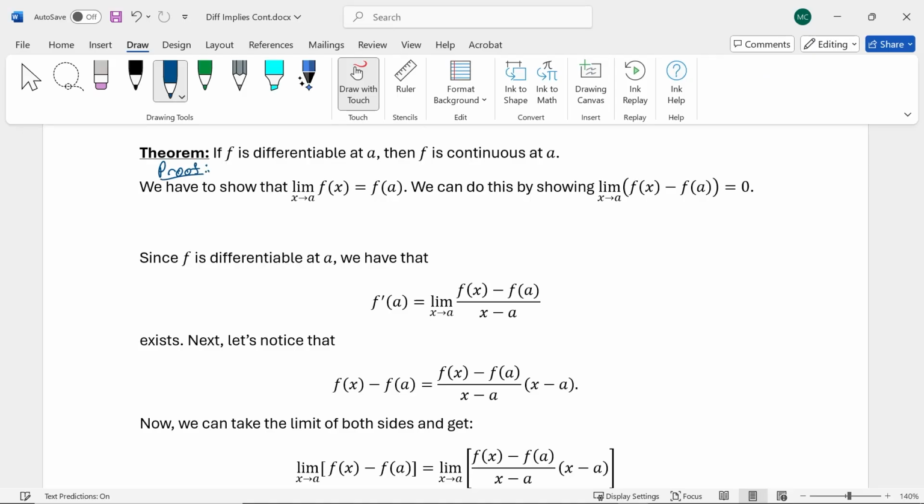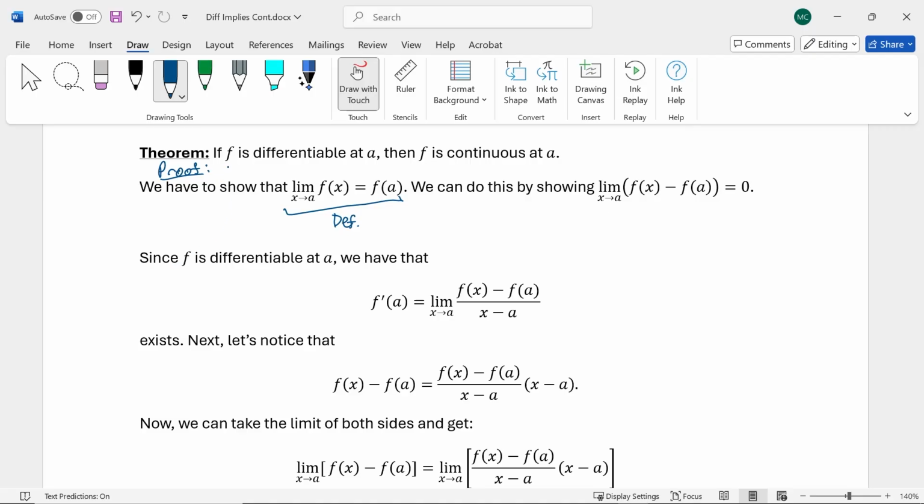Proof. Well, in order to prove it, we have to show that the limit as x approaches a of f of x equals f of a. That's just the definition of continuity, right? We can do this by showing that the limit as x goes to a of f of x minus f of a is 0. All right, so that's going to be our first key step. If we can show that, then it's not hard to show that the limit as x approaches a of f of x is f of a. So we're going to start by showing this first thing. Okay, how do we do that?